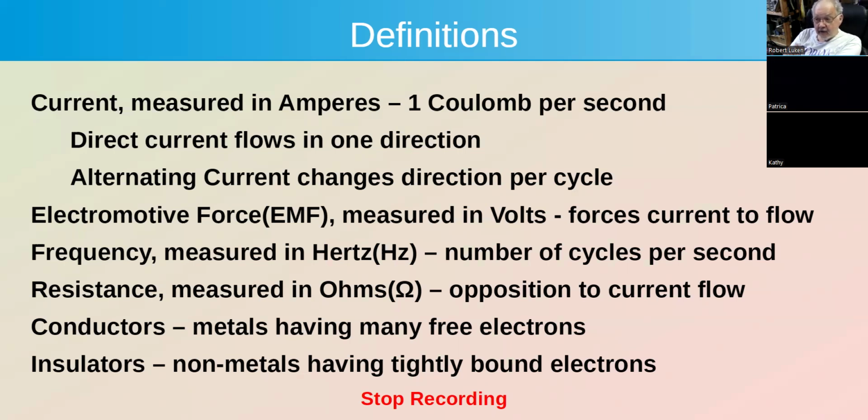Resistance is the opposition to current flow, regardless of whether it's AC or DC. And we measure that in ohms, named after another old German. Remember that conductors are typically metals that have many free electrons, so they allow current, really electrons, to flow. And insulators are the opposite. They're non-metal atoms that have very tightly bound electrons in their valence shell, so there are no free electrons running around in an insulator.